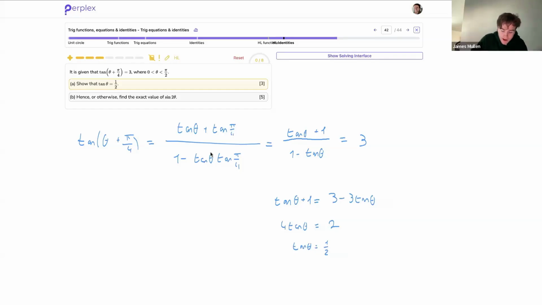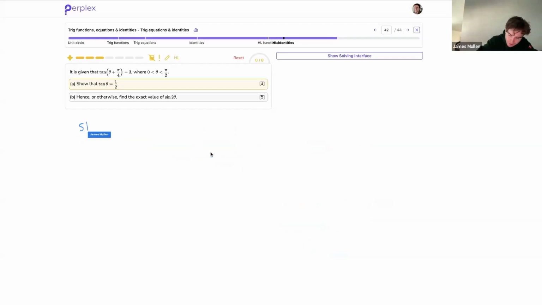All right, hence or otherwise, find the exact value of sine 2 theta. Oof, that's a bit annoying. So sine 2 theta is 2 sine theta cos of theta, okay? And let me clear my screen. Sine 2 theta is 2 sine theta cos of theta, all right? And I know that tan theta, which is sine theta over cos theta, is equal to 1 over 2, all right?